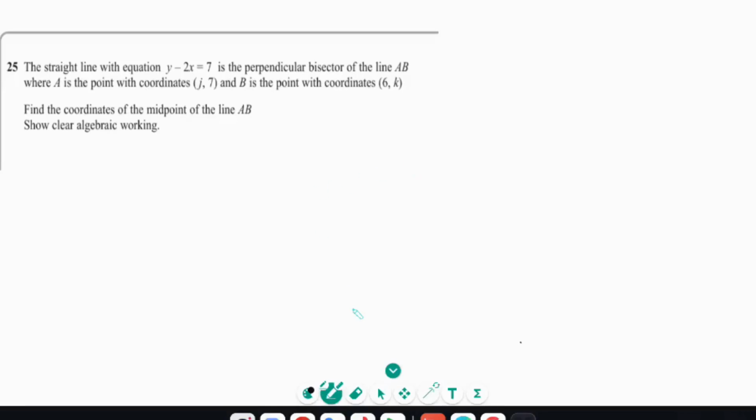The straight line with equation y minus 2x equals 7 is the perpendicular bisector of the line AB. I'm just going to draw a diagram. I'm going to make y the subject here, this linear equation, by adding 2x to both sides. So we know that line y equals 7 plus 2x, which is this one here, is the perpendicular bisector of the line AB.